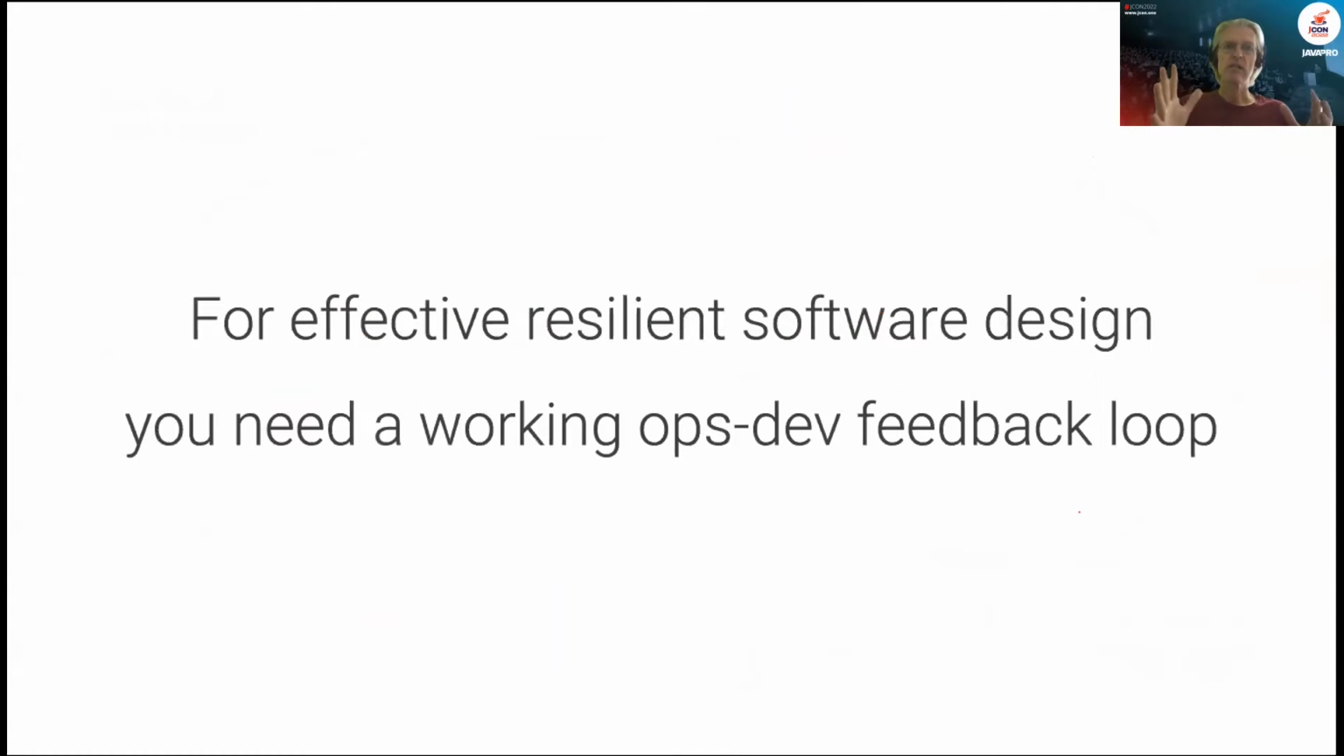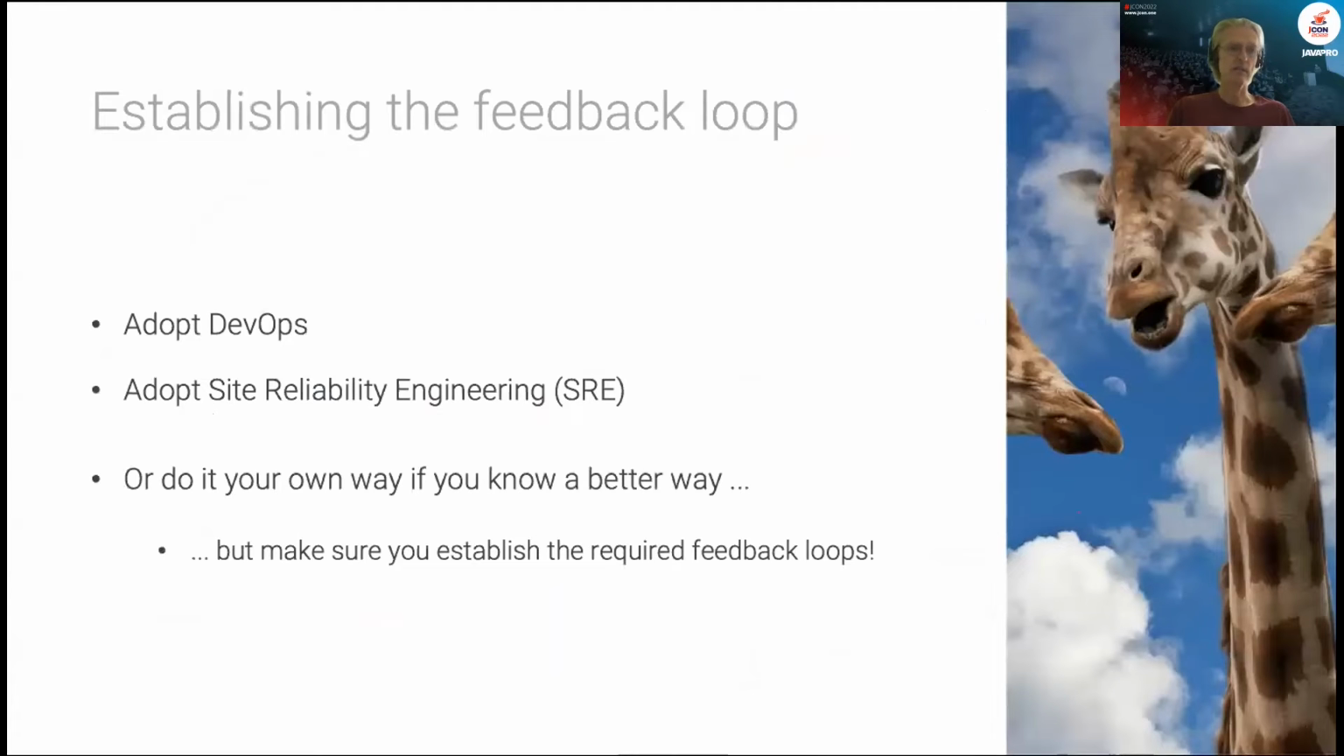Overall, you need to have this feedback loop from ops to dev, from dev to ops. Continuous feedback loop. Both parties need to have fluent conversations for really getting resilience, robustness, availability right in your system designs. And there are a lot of ways you can establish these feedback loops. For instance, you can go DevOps, the original idea of DevOps.